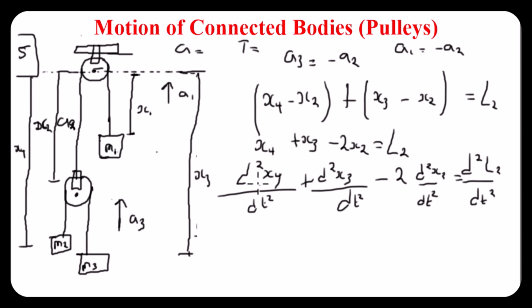Now, what do we know? When we differentiate x4 twice, definitely we're having the acceleration in 4, which we don't know, but that's what we want to find. Now, if you differentiate this also, we'll be having x3.